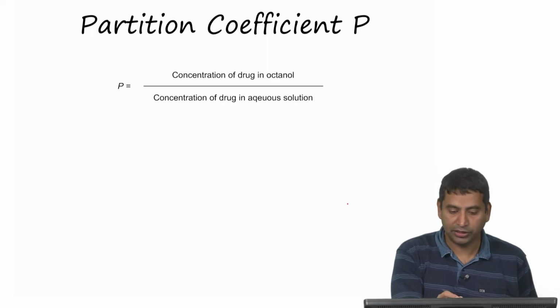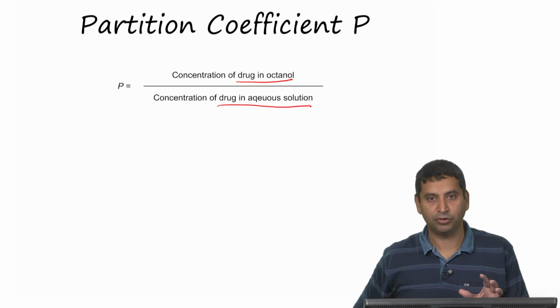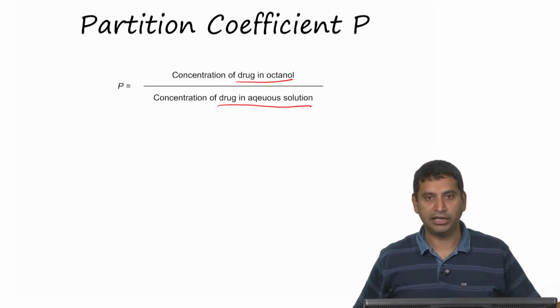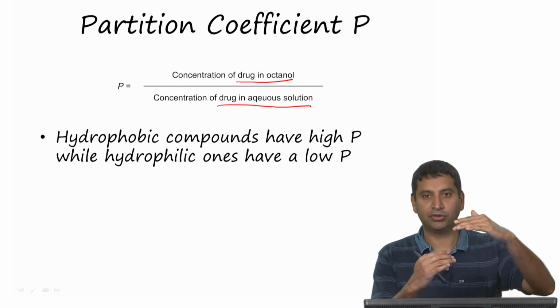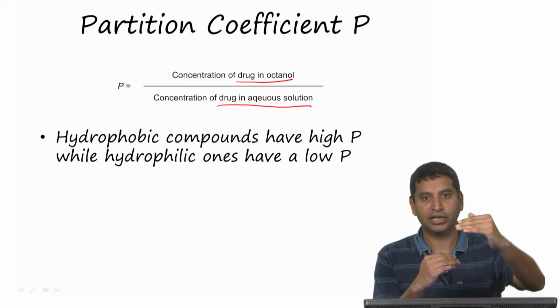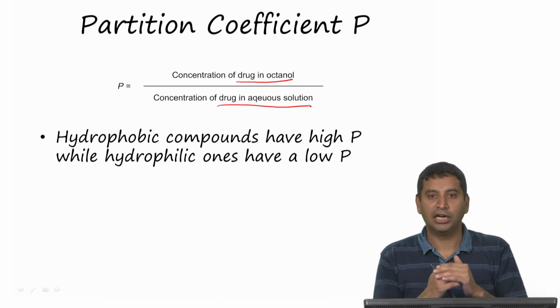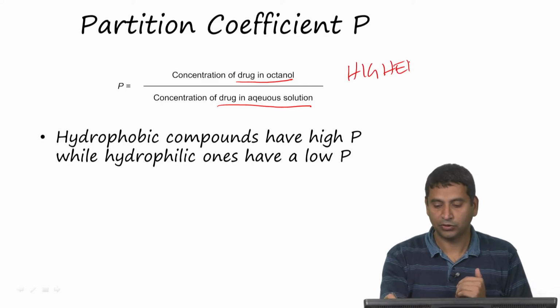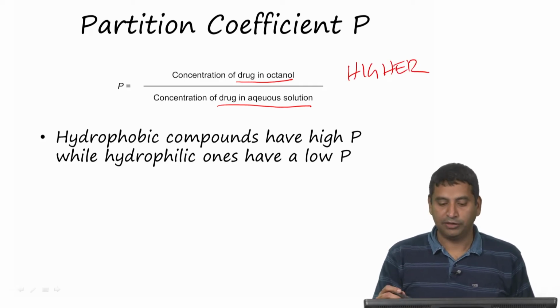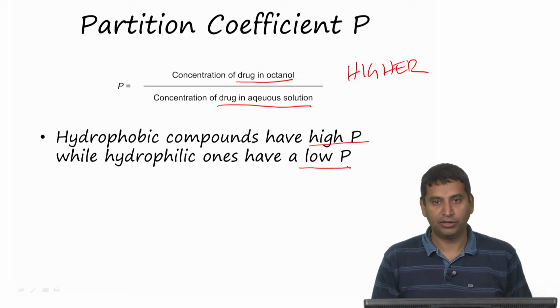So, P is nothing but the concentration of the drug in octanol divided by the concentration of the drug in aqueous solution. In a separate module, we will be looking at how to determine partition coefficient, and therefore, I will spare the experimental details over here. Now, if I have a mixture of octanol and water or buffer, hydrophobic compounds will preferentially partition into the organic layer, whereas the hydrophilic compounds or the aqueous soluble compounds will preferentially partition into the aqueous layer. So, therefore, hydrophobic compounds will have higher concentration of the drug in octanol, and therefore, the P value becomes high, whereas in the case of a hydrophilic molecule, it will have a low P value, as a converse.